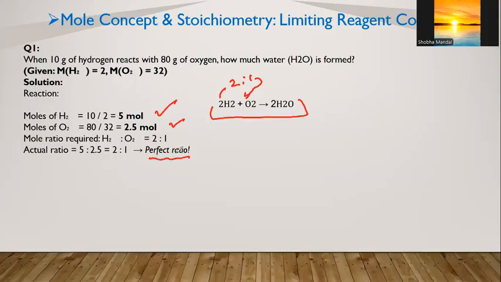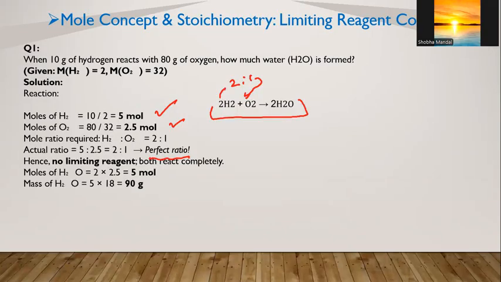So in such a question, there is no limiting reagent, or we can say that both the reactants react completely. In that case, we can use either the moles of hydrogen or the moles of oxygen to calculate the moles of the product. Here, we have used the moles of hydrogen to calculate the moles of the product.